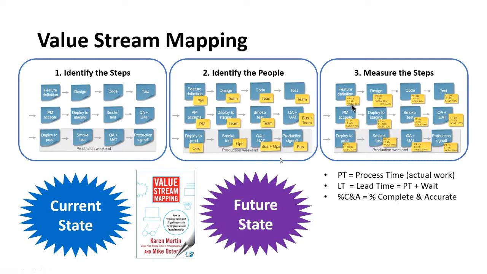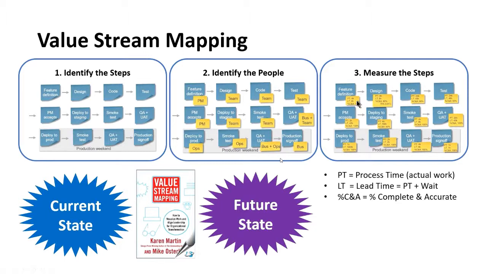Now you'll see also in this example that the percent complete and accurate for the first step is 75%. The way that you figure that out is by going to the next step. So in this particular case, we're figuring out what the percent complete and accurate is for the feature definition step. We would go to the next step, which is the design step, and say, hey, when we give you our stuff from the feature definition step, what percentage of the time is it complete and accurate?